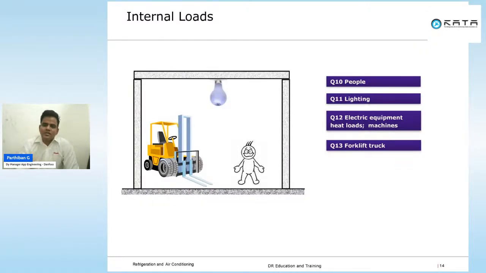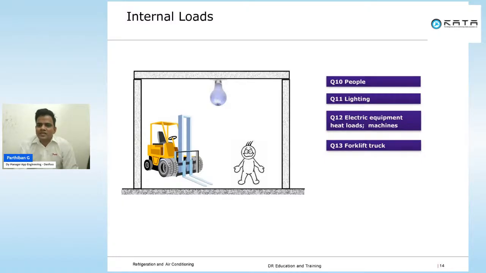Then the next load is internal load. Internal load is because of different reasons. The first reason is people. Second is lighting. Then electrical equipment, machines, forklift or truck. So we use a forklift or truck to load or unload the materials. When a forklift is entering into the cold storage, it will generate some amount of heat. So that heat also has to be taken into consideration.